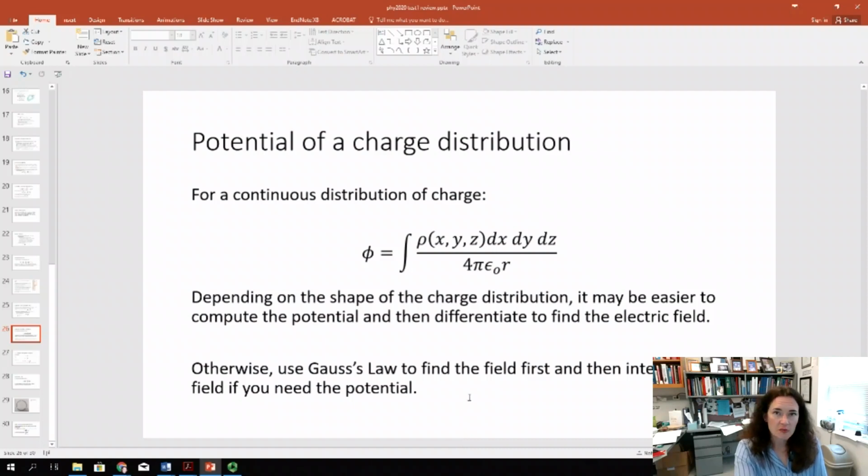Now, if you have a more complex charge distribution that doesn't have a simple symmetry, then it may be easier to find the potential using this formula and then differentiate to find your electric field. Okay? So it just depends. You can look at your charge distribution, identify certain symmetries that you might see, and pick one or another. And we've done this a lot in class, and you've done it a lot for your homework, so you should have plenty of examples to look over to study this.